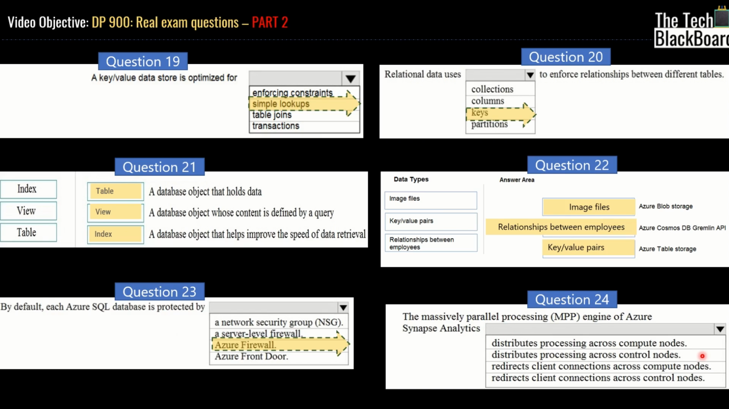So the correct answer for this question is distributes processing across compute nodes. And compute is the keyword here. It's the compute nodes which actually compute, right? So you already know that the processing is actually done on the compute node. So this is our correct answer.